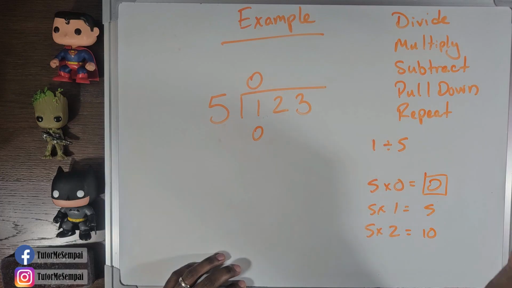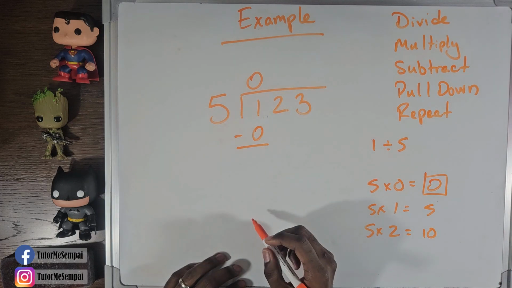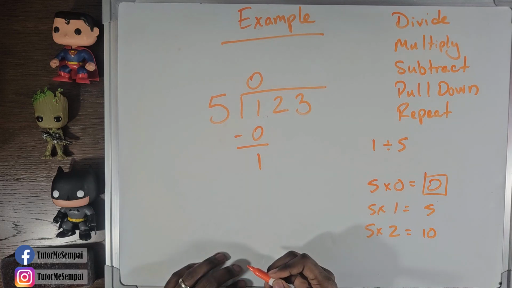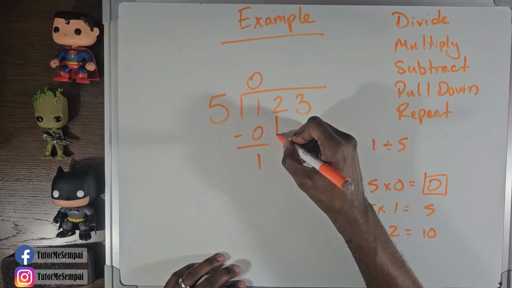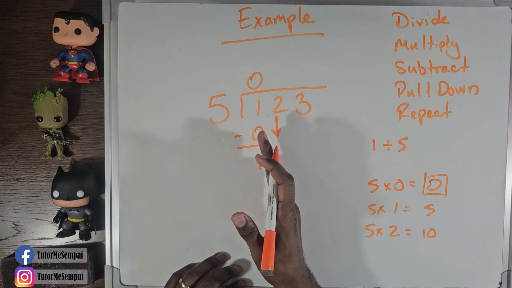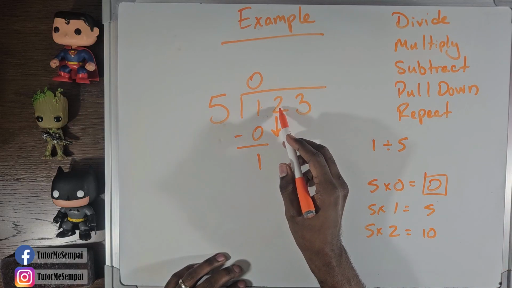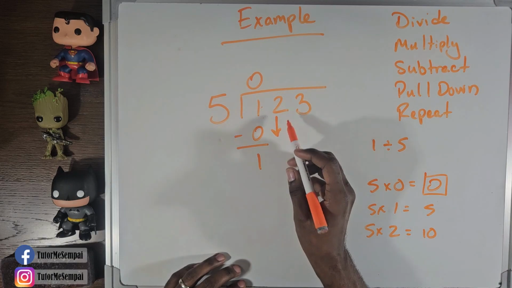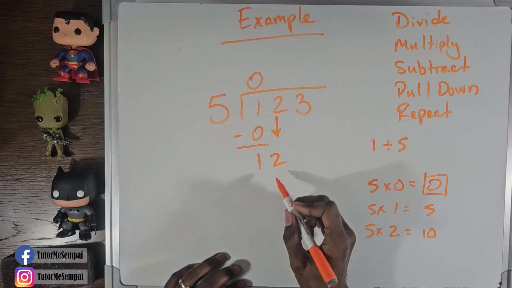Next, we're going to subtract. What do we subtract? We're going to subtract the first numbers. So that's going to be 1 minus 0, which gives you 1. Next, we have pull down. What do we pull down? We're always going to pull down the next number, the number right next to it. So in this case, it's going to be the 2. Not the 3. We're not pulling down both of them, just the 2. So when we do that, we have 12.